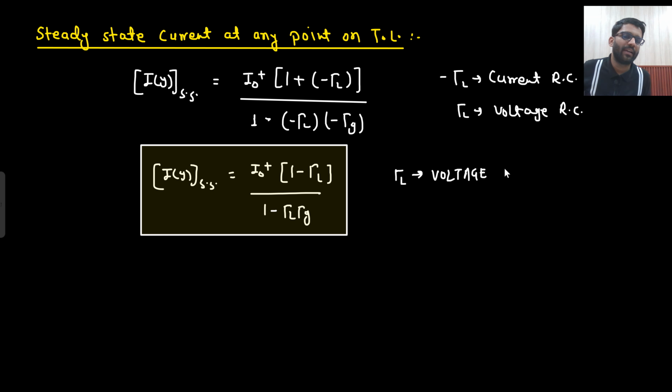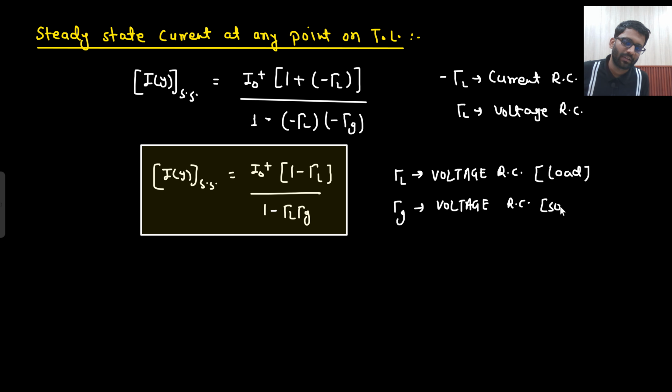And what was your gamma L? Gamma L was the voltage reflection coefficient. And what is your gamma G? Gamma G is also the voltage reflection coefficient. This is at the load end and this is at the source end.